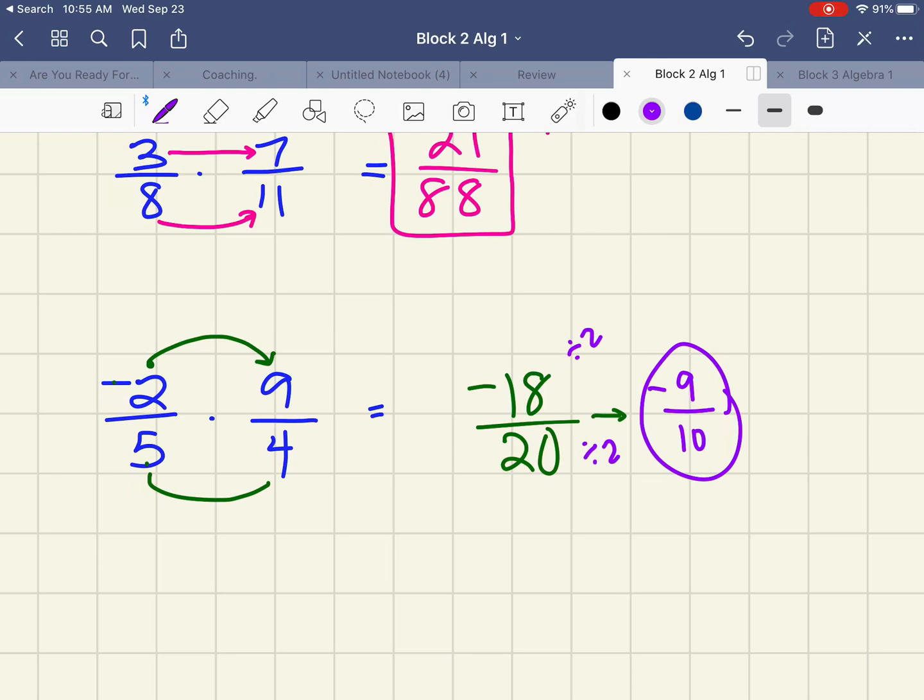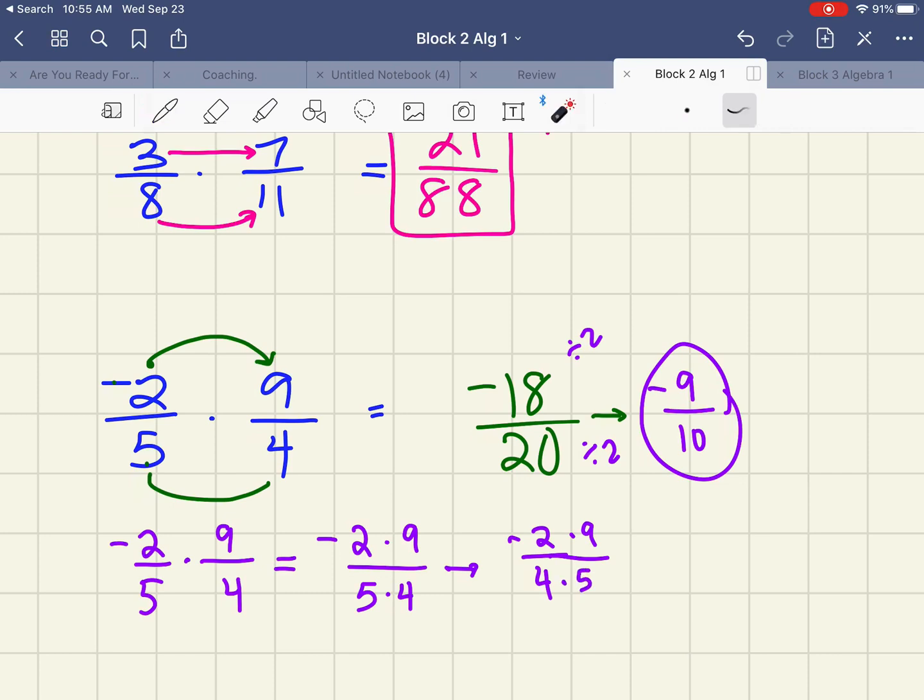An alternate way of doing this is to recognize that when I take the fraction 2/5 and I multiply by 9/4, I could actually write it in any order I want. I could do 2 times 9 over 5 times 4, which is essentially what I did up top, but I can then switch the numbers around because multiplication is called the commutative property. I can switch the 5 and the 4, and then I could reduce the 2 and the 4 by the 2, and by doing so, it saves me a step later on.